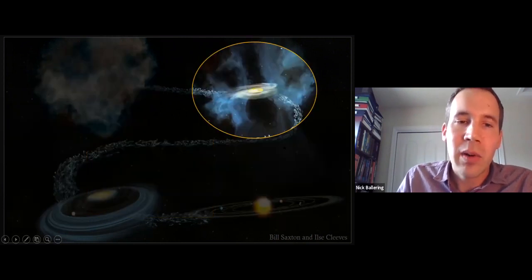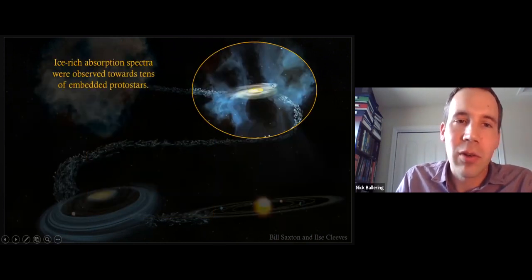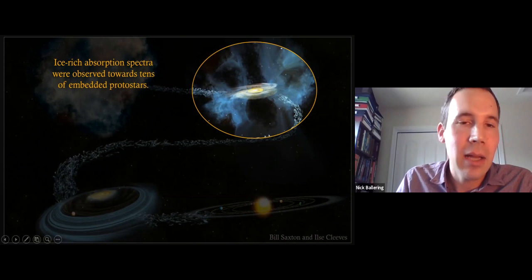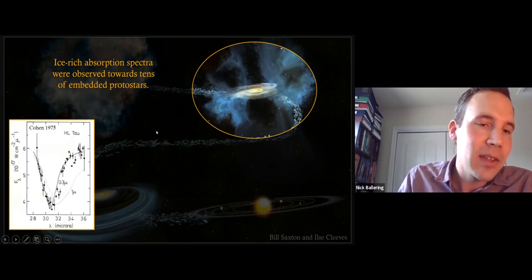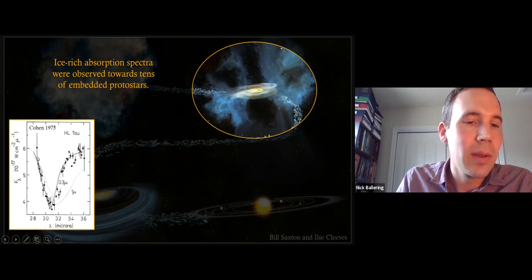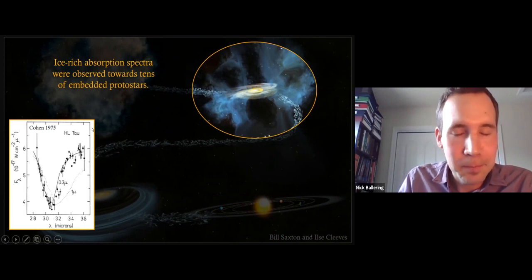Moving on to the protostellar phase, these show very rich ice absorption spectra. In this case, the ice is coming from the surrounding envelope of material. Again, some of this original work was done back in the 70s and 80s. One of the earliest ice detections was from the envelope around HL Tau, with the broad and deep water ice feature at 3 microns, which is accessible from the ground. I believe this work was actually done from Mount Lemmon.